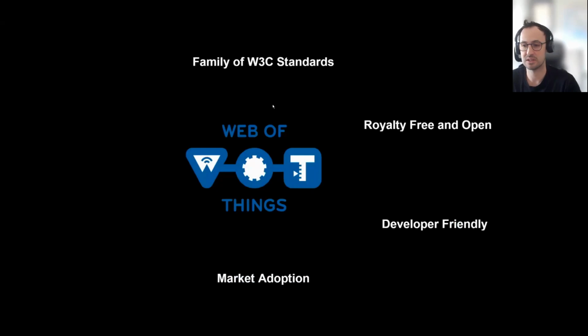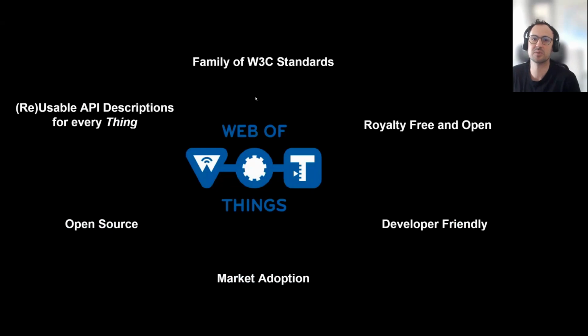We have market adoption, as again briefly mentioned in the previous slides. It's open source. People can join us in the GitHub repositories that we will link later on, and you can basically see our steps towards the standardization. And basically, it's about defining reusable API descriptions for everything. One additional piece of information I want to add here is that we are in the process of finalizing the 1.1 version. So you're free to go and see what we published.